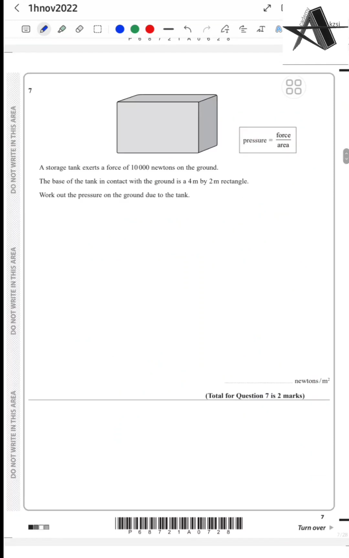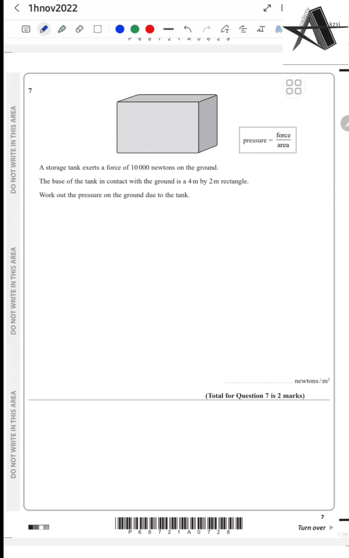A storage tank exerts a force of 10,000 newtons on the ground. The base of the tank in contact with the ground is a 4 meter by 2 meter rectangle. Work out the pressure on the ground due to the tank. So there is a storage tank that is exerting a force that's given. You need to calculate pressure, though we already know because in physics also we have this.